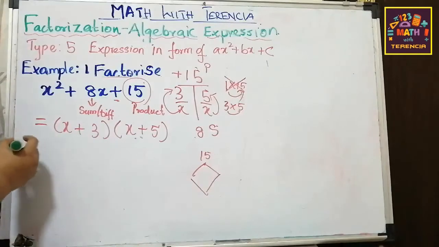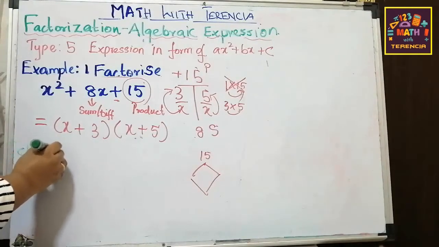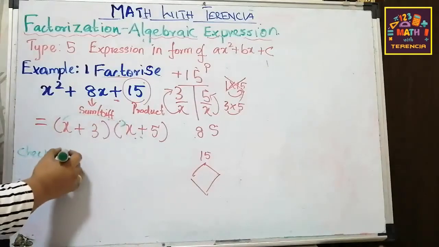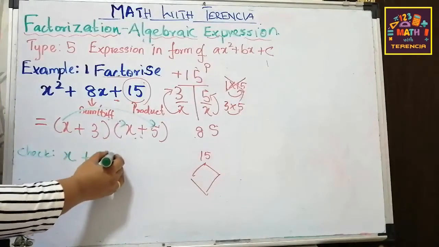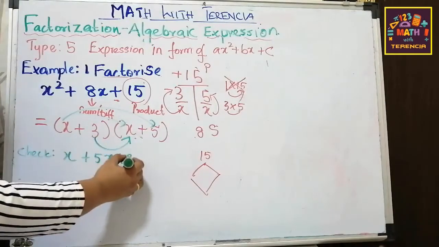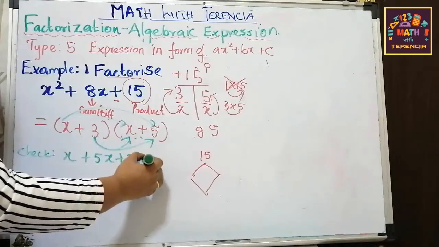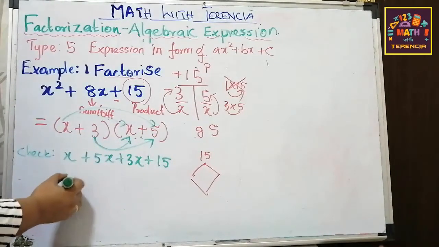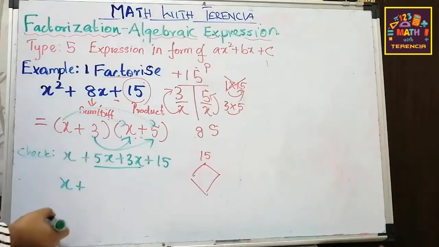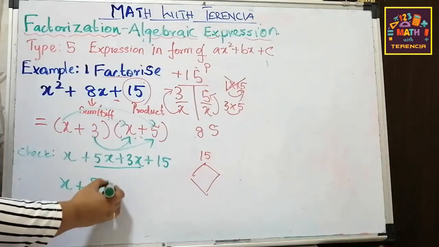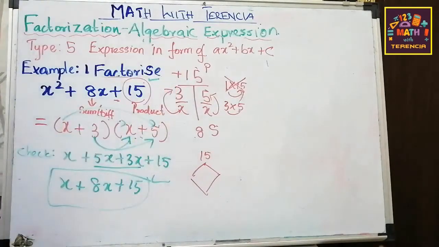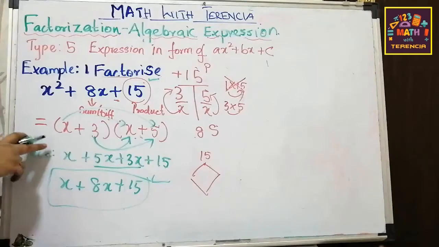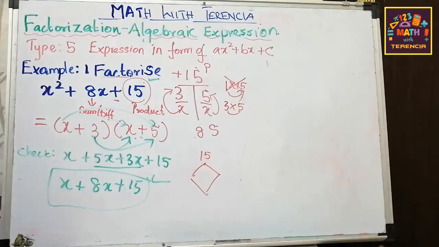Now, how can we check? We can multiply and check. x times x is x squared. x times 5 is plus 5x. Now 3 times x is plus 3x. 3 times 5 is plus 15. So x squared plus 5x plus 3x is 8x, plus 15. Yes, we are on the right path. We have got the same expression. So the factors of x squared plus 8x plus 15 is equal to x plus 3 into x plus 5.